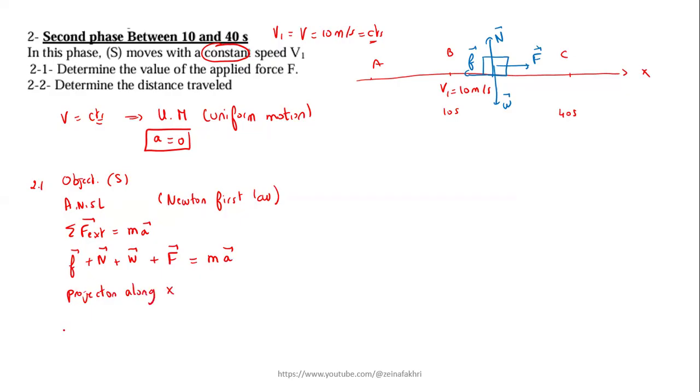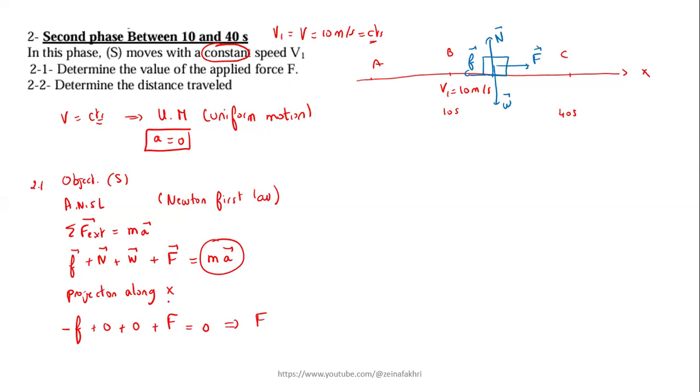The friction is parallel and opposite. The normal is perpendicular, so its effect is 0. The weight is perpendicular, its effect also is 0, while the force F is parallel and in the same direction. Now here we have to pay attention that there's a uniform motion, so the acceleration will be equal to 0. The question in the end is to find big F.